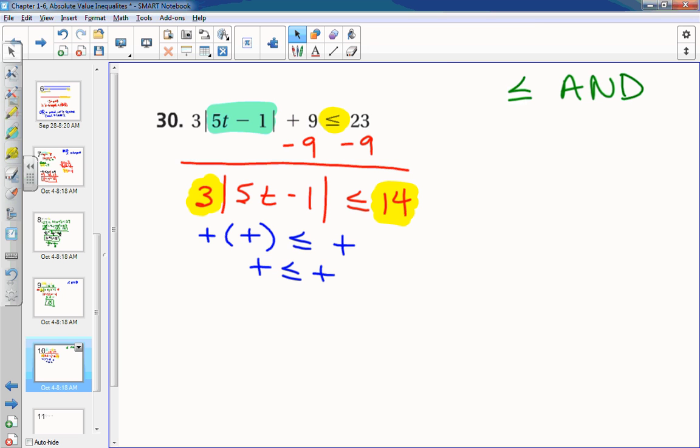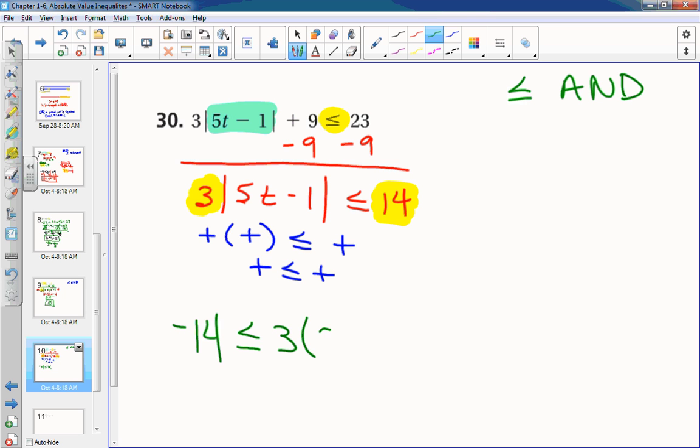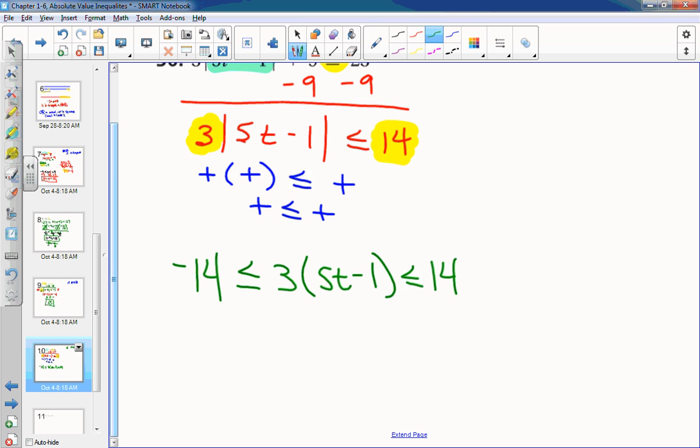So since this is an and, I'm going to put a negative of 14 over here. Why? Because that's where this 14 comes from over here on the right. And I'm going to have less than or equal to 3 parenthesis 5t minus 1 close parenthesis is less than or equal to 14. And what would you do? You would distribute. So negative 14 is less than or equal to 15t minus 3 is less than or equal to 14.